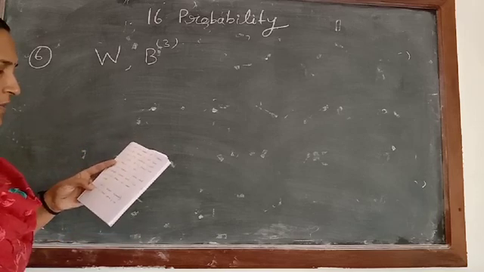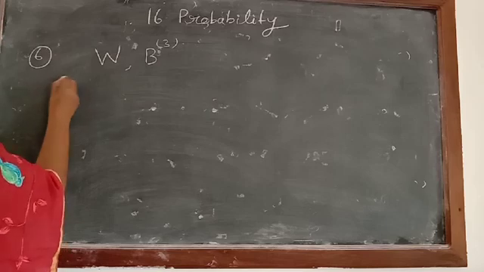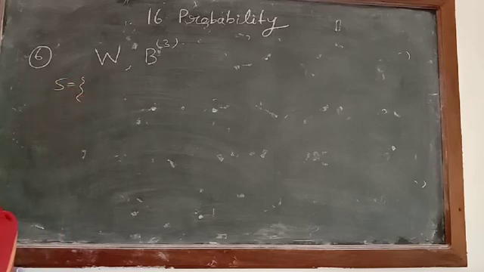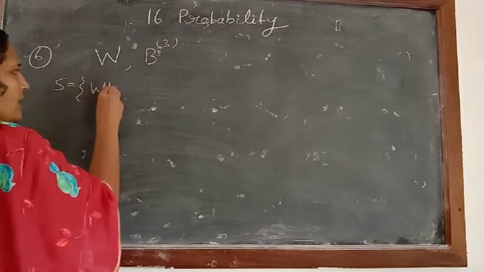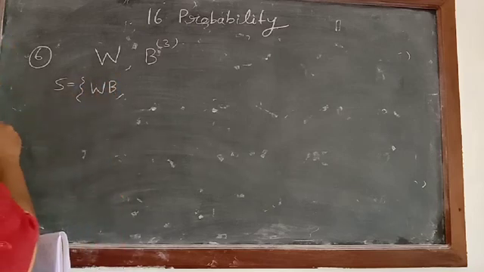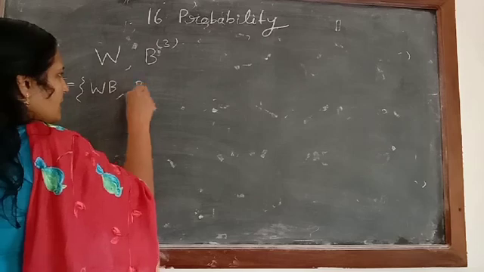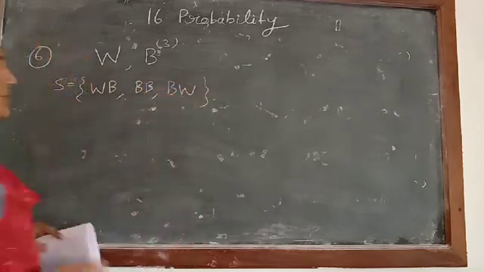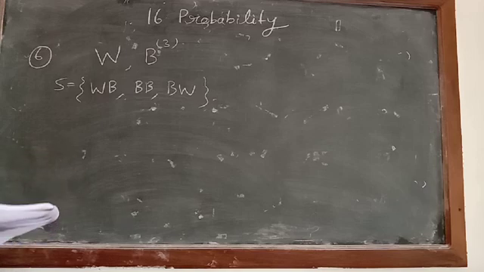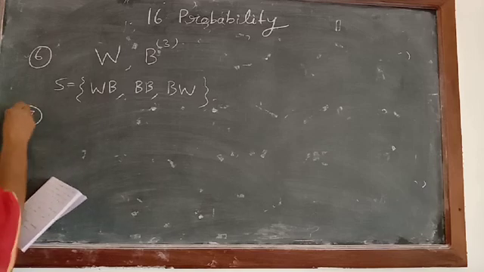2 balls are drawn at random. So now we can check what can be the possibilities. 2 balls we are taking. So either one can be white and one black, or both can be black, or first black and then white. So these are the total possibilities. Okay. Now next question is question number 7.